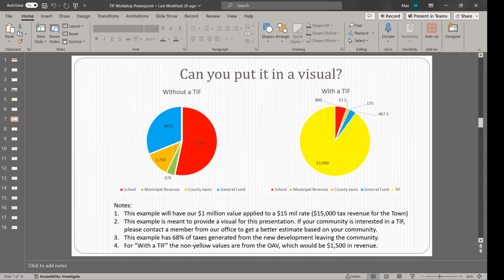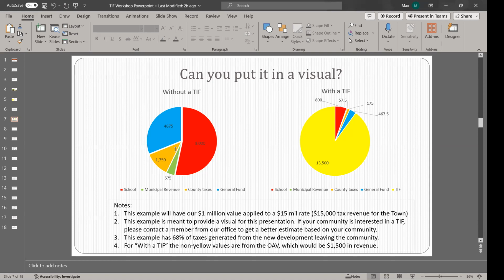Same thing with the small little green sliver you see here on the municipal revenue sharing. 575, it's not going to be that much of an impact, but still, that's a revenue source you don't get as much of anymore because you're suddenly $1 million worth more in value. And then your county taxes will go up. And it's that new development that's likely to be paying that enhanced contribution. Leaving you about, in this example, about 32%, or about $4,675 for this $15,000 paycheck, or tax revenue that you're going to get for the town.